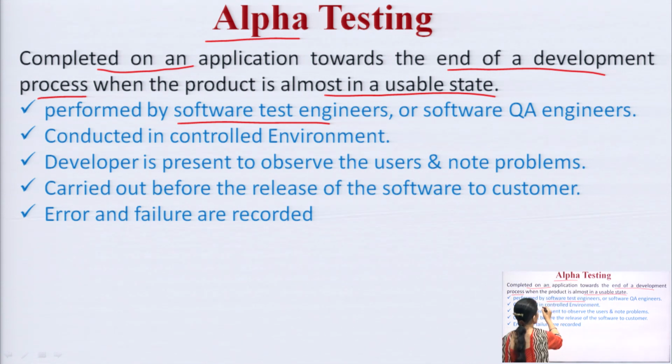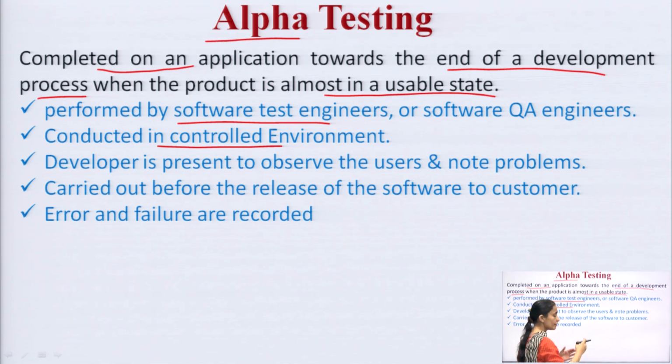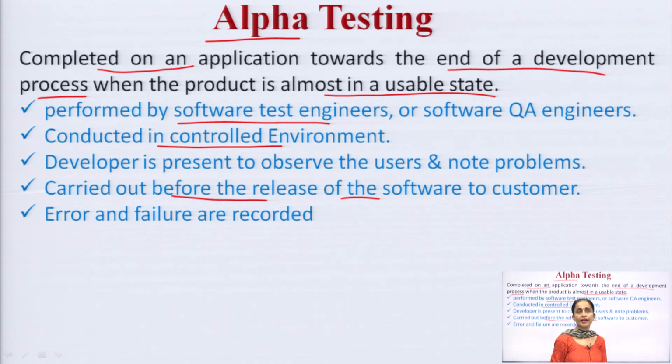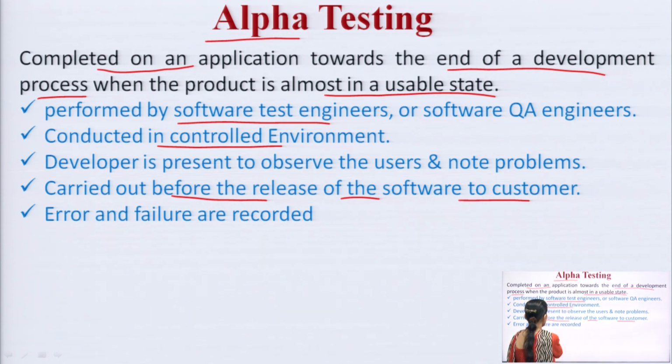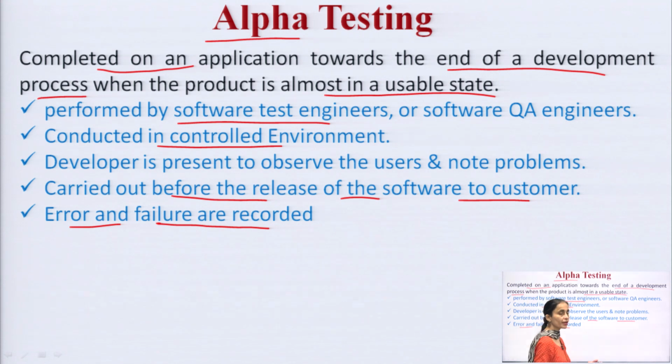It is performed in a controlled environment, that is, the developer is present to observe the users and note down the problems that come up. This alpha testing is carried out before we release the software to the customer. The product is not handed over to the user. Before handing over, the testing team tests separately in the presence of the developer, and every error and failure is recorded for each kind of input. So, the test cases are designed accordingly to check the different types of inputs.